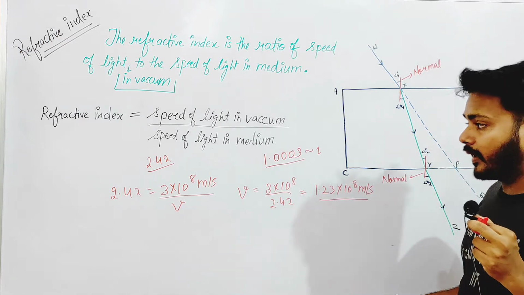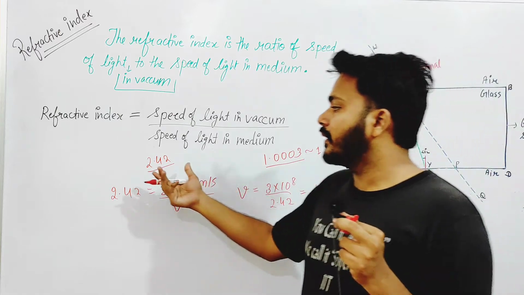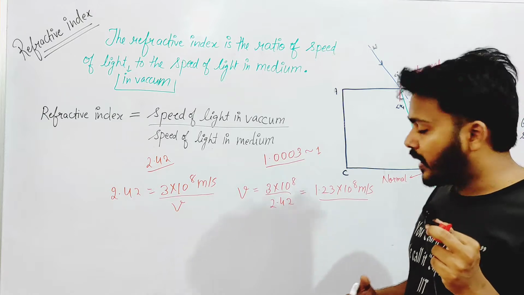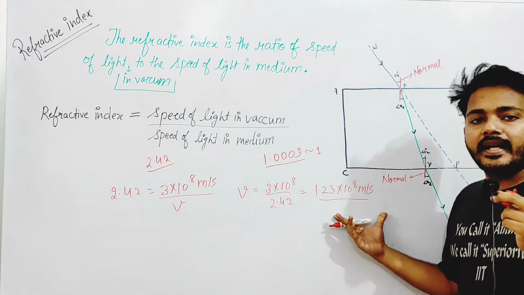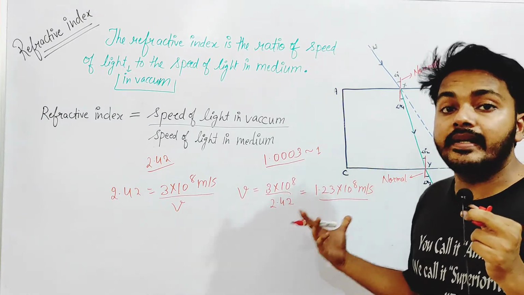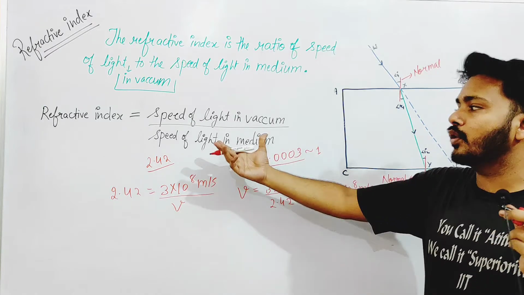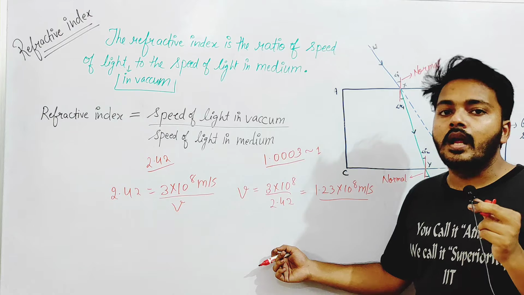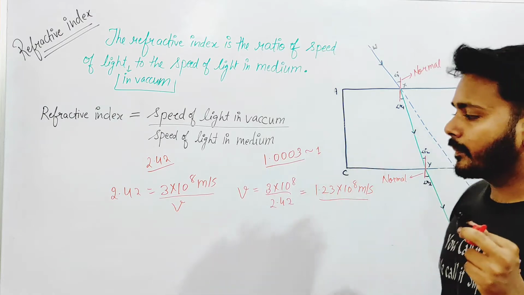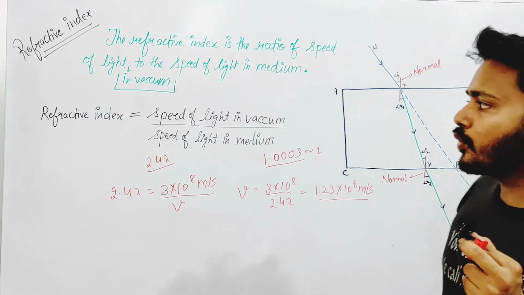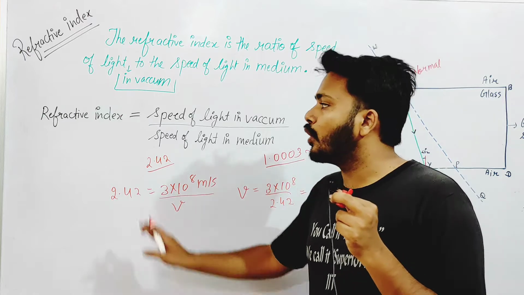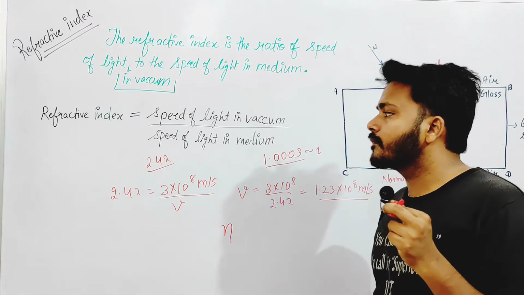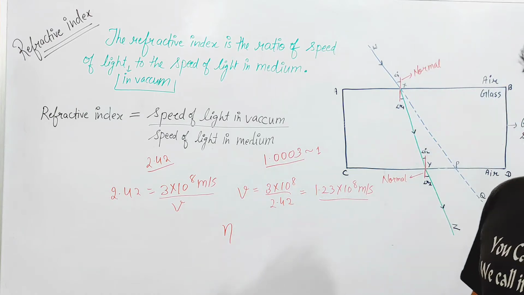Now you can see why the refractive index value of diamond is so high, because the speed of light in diamond is very small compared to the speed of light in vacuum. These types of numerical questions are frequent in exams. Now the question arises, what is the symbol of refractive index? The symbol is n, or you can say eta.